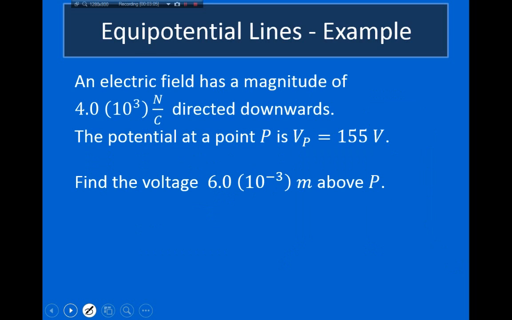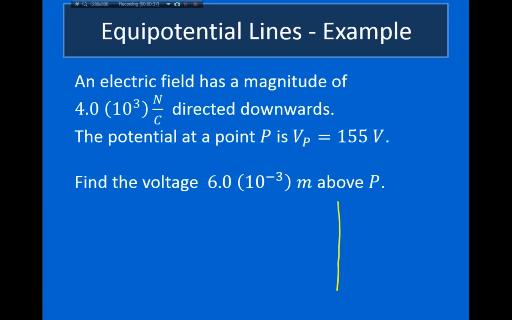So let's go ahead and look at one more example. This example says an electric field has a magnitude of 4 times 10 to the third newtons per coulomb and is directed downwards. The potential at a point P is equal to 155 volts. The question asks us to find the voltage at 6 times 10 to the minus 3 meters above this point P. So again, let me kind of just draw a little picture of what we have.